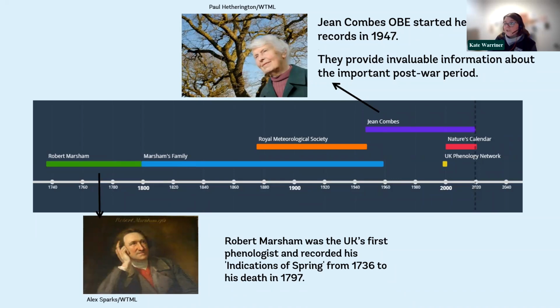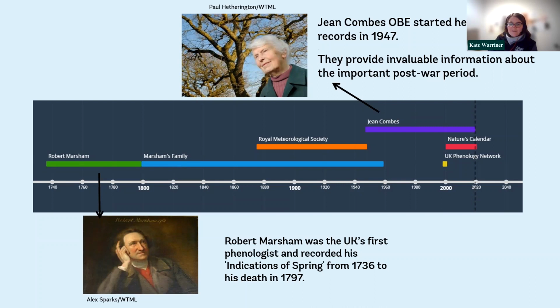And Jean was awarded an OBE in 2009 for her services to phenology. So really remarkable. Then you'll see small yellow section on the timeline. This is the UK Phenology Network. And this was started by Professor Tim Sparks and the UK Centre for Ecology and Hydrology. And this is the start of Nature's Calendar, sort of in the present as we know it.